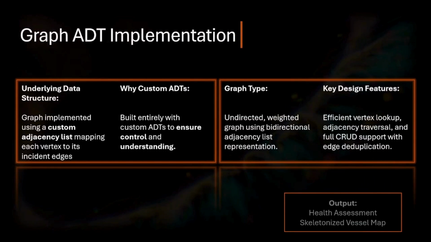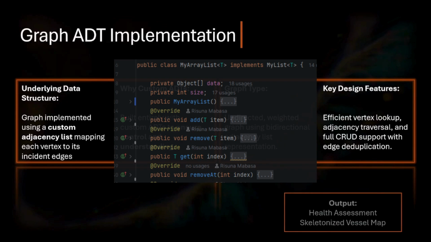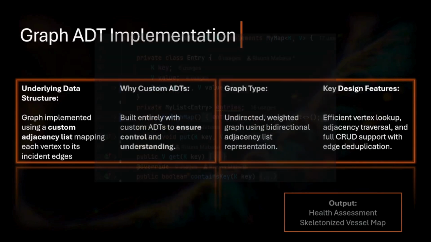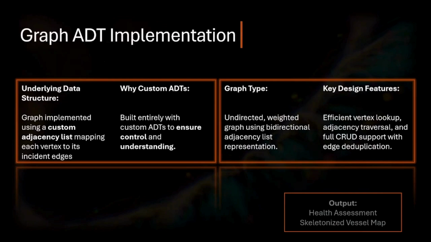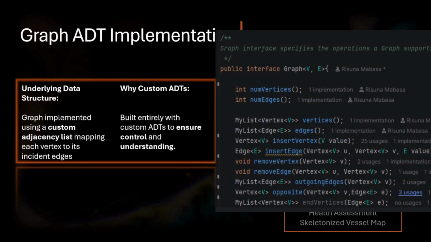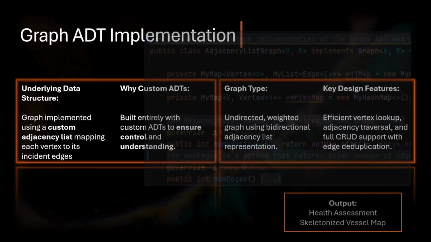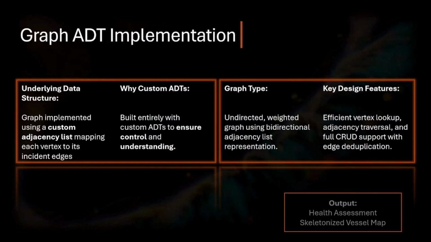Starting with the graph implementation, we used a custom adjacency list structure, where each vertex maps to a list of its incident edges. This was implemented using our custom ADTs, where myMap maps each vertex to a myList of edge objects. We used a myArrayList for storing edges and myHashMap for fast vertex lookup. In terms of why custom ADTs were used, we avoided using Java's built-in collections and instead used our own ADTs taught to us over the duration of our course. This ensures we stuck by the assignment requirements and gives us full control over how the data structure behaves.